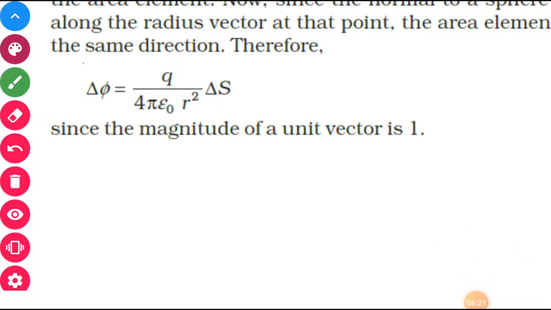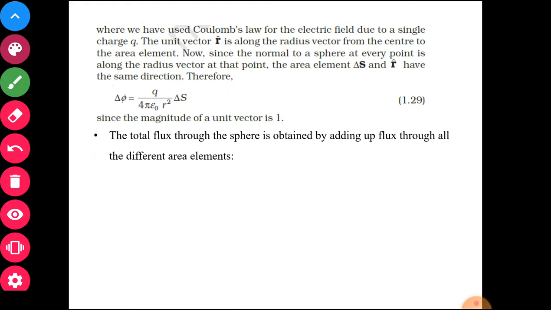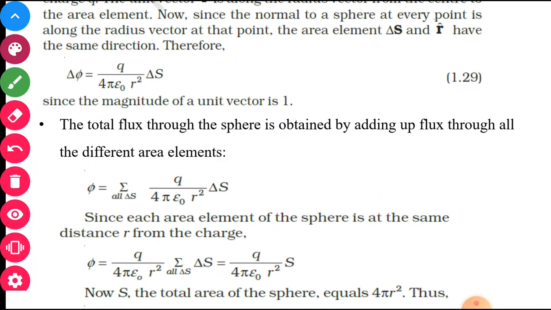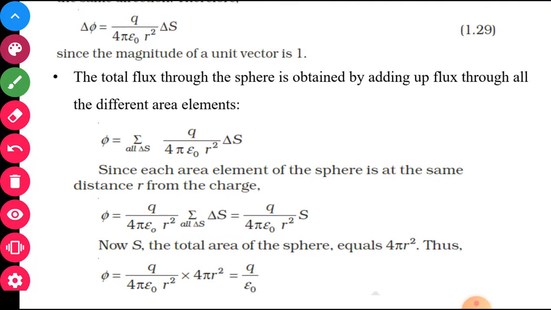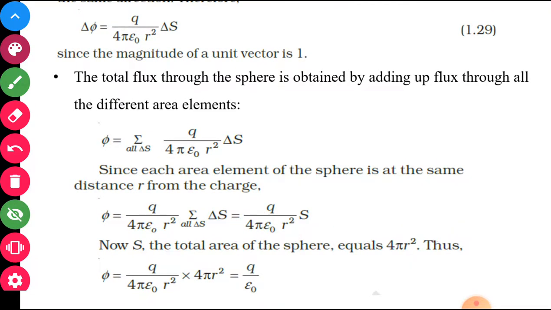Okay, so the unit vector is having 1 magnitude, that you can understand. Now the total flux, if you want to find, that can be obtained by adding the flux through all the different small area elements. So sigma all delta s we have written.